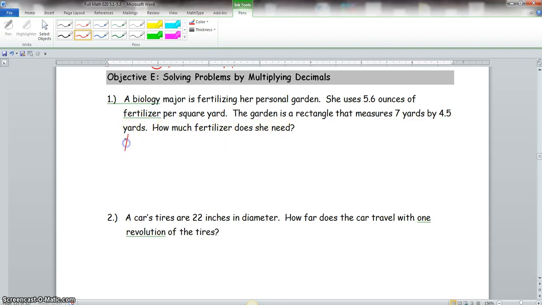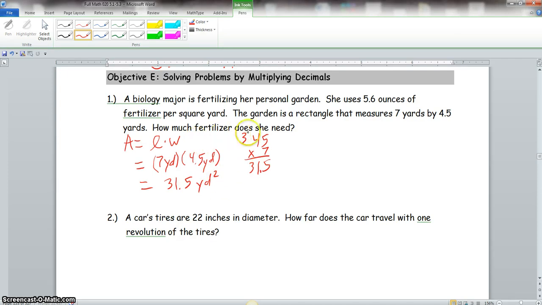So the first thing we need to do is take the area of this garden. The area is equal to length times width. Now we're given the length at 7 yards, and our width is 4.5 yards. Now we're going to go off to the side and multiply this. We'll drop the decimal and we'll take 45 times 7. 7 times 5 is 35. We carry our 3. 7 times 4 is 28 plus 3 is 31. Now we add one digit behind the decimal, so this will give us 31.5 square yards.